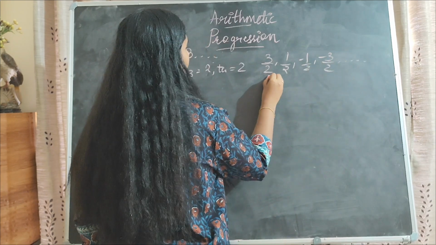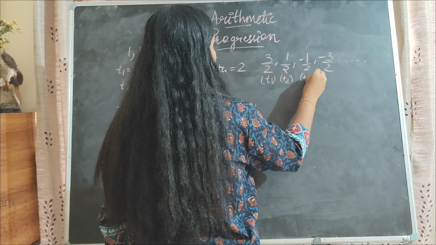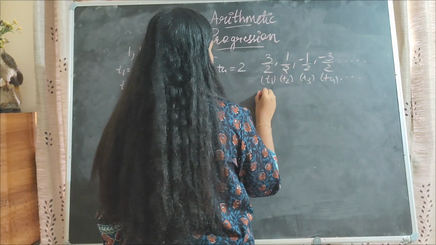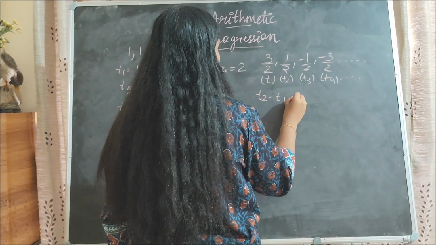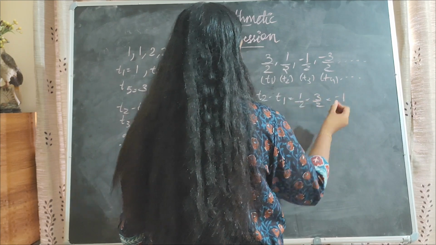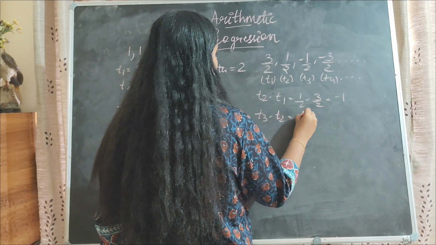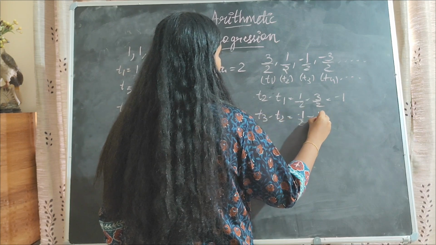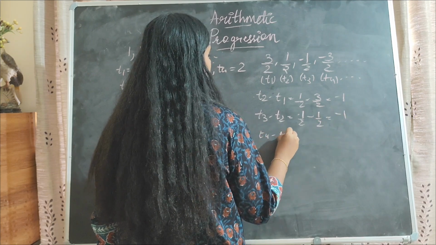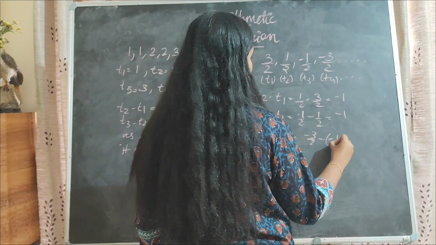Now in the same way you need to write, this is T1, this is T2, this is T3, this is T4 and so on. So T2 minus T1 is 1 by 2 minus 3 by 2, which is minus 1. T3 minus T2 is minus 1 by 2 minus 1 by 2, which is minus 1. T4 minus T3 is minus 3 by 2 minus of minus 1 by 2.